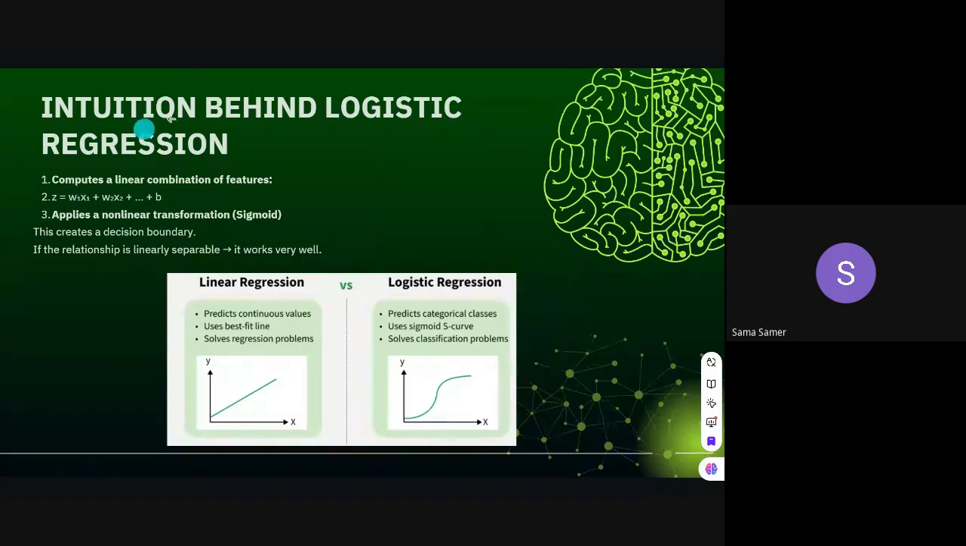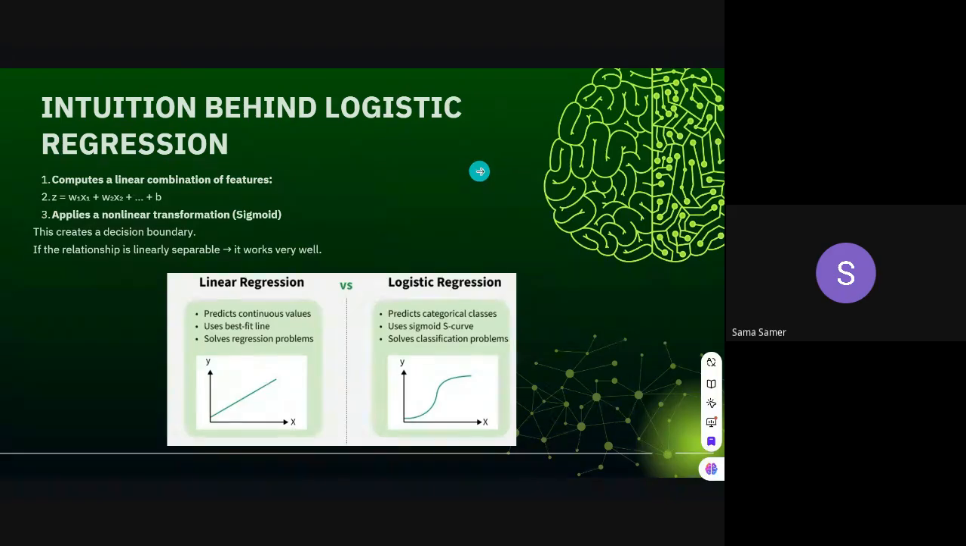Here is the intuition behind logistic regression. As I said earlier, I take the input features, do a linear combination, then feed it inside the sigmoid function. This means it uses the same equation that linear regression uses, which is z = w1x1 + w2x2 + w3x3 and so on till we finish our features, plus b.